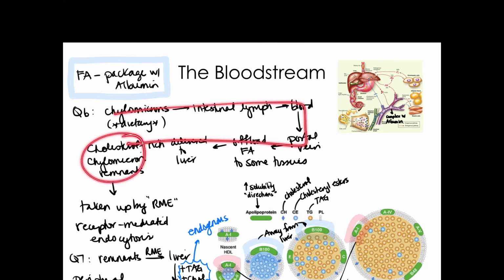We've got these chylomicron remnants that are very cholesterol rich. These are going to be taken up by the liver through a process called receptor-mediated endocytosis. We're going to get to that in a couple of slides. But you'll notice that HDL particles can be taken up by the same process because they have the same sort of protein receptor.